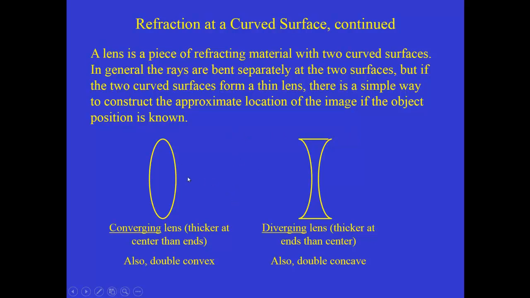So here are the two general types of lenses: a converging lens, where it's thicker at the center than at the edges, and a diverging lens, where it's thinner at the center than it is at the edges. And these are also called convex and concave lenses. You can have various types of these where one surface is curved and the other is flat, but we'll focus our attention, no pun intended, just on these two types of lenses.